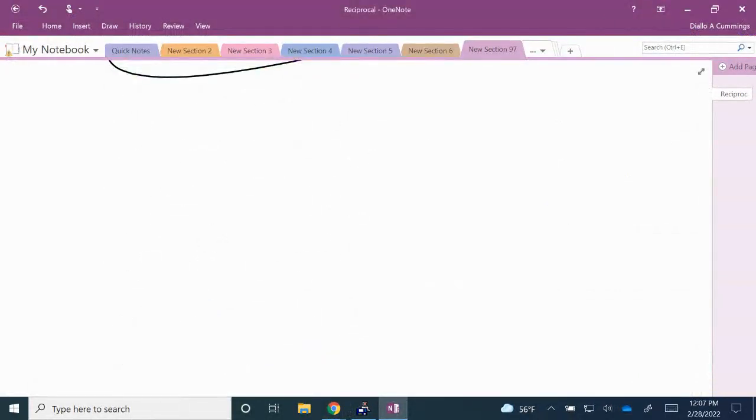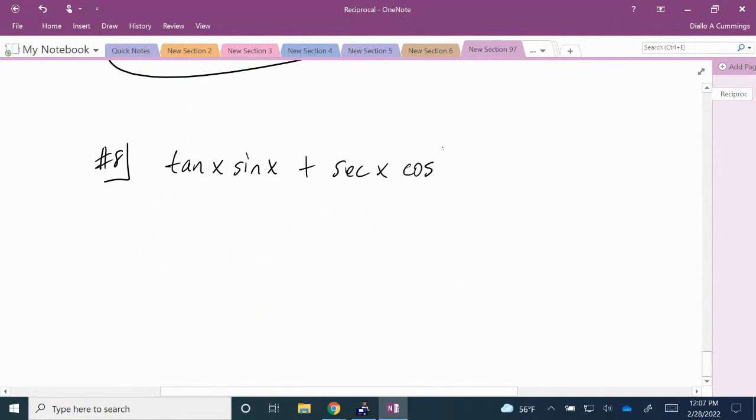All right, so we have tangent x sine x plus secant x times cosine squared x, right? And we're basically going to simplify. Okay, so we're going to write everything in terms of sine and cosine.